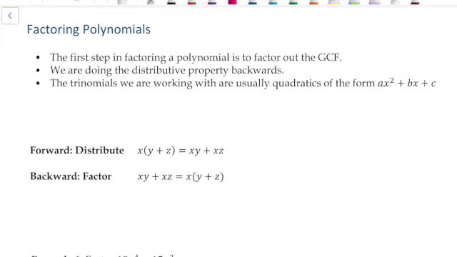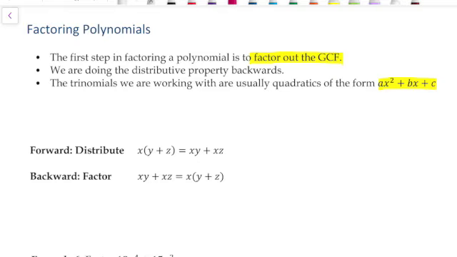All right, so factoring polynomials. The first step in factoring a polynomial is always to do what we just did, factor out the greatest common factor. We're doing the distributive property backwards. The trinomials we were working with are usually quadratics of this form right here: ax squared plus bx plus c. Get used to that form. We see it all the time. That's just the general form of a quadratic.